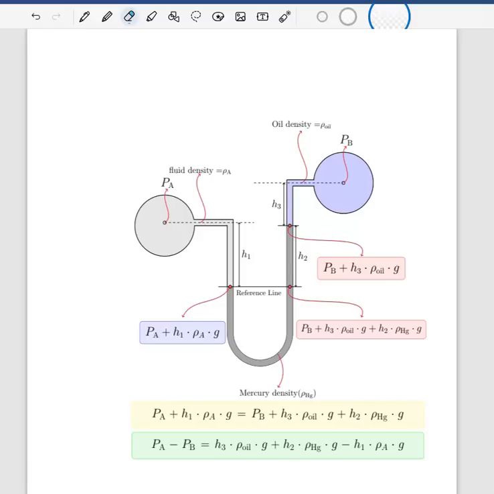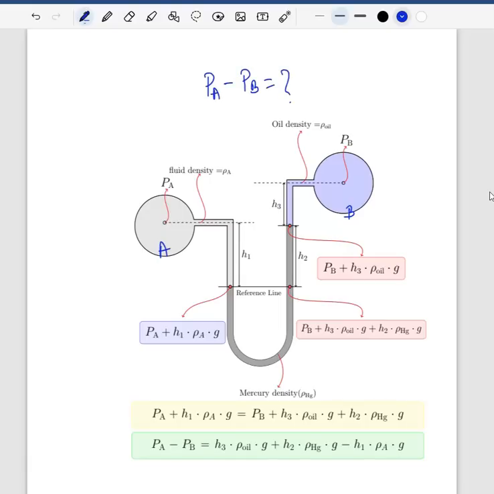Today I'll talk about the differential U-tube manometer. By using a differential U-tube manometer, here we are going to calculate the pressure difference between two pipes, pipe A and pipe B. This is pipe A and this is pipe B. Now here we have to calculate what will be the pressure difference, PA minus PB.